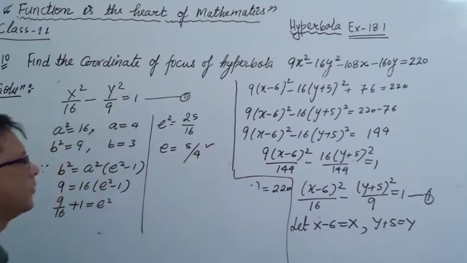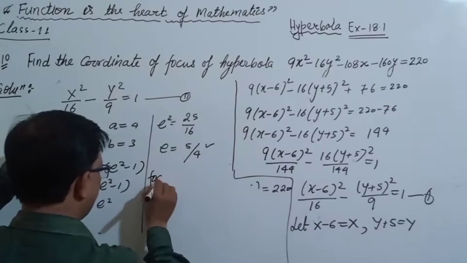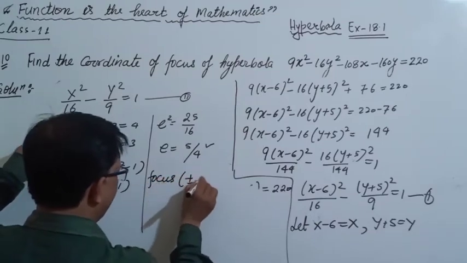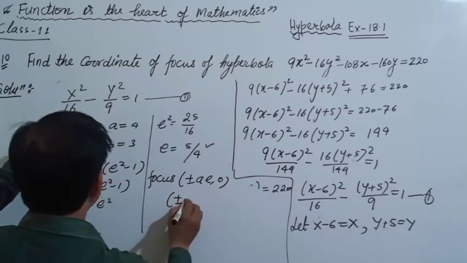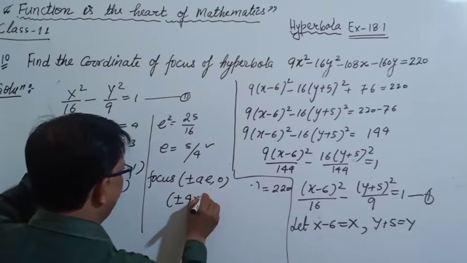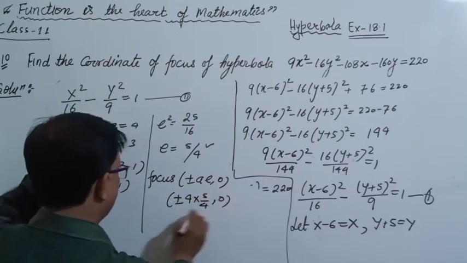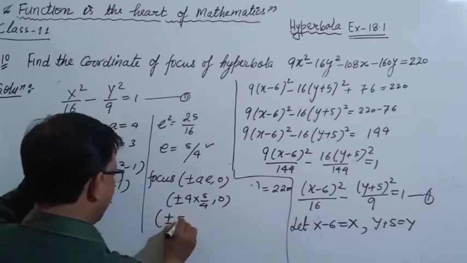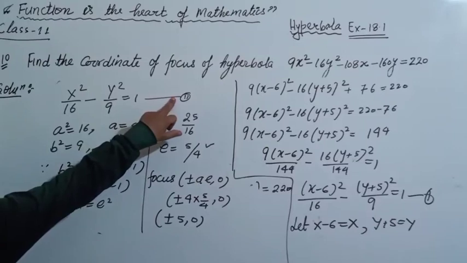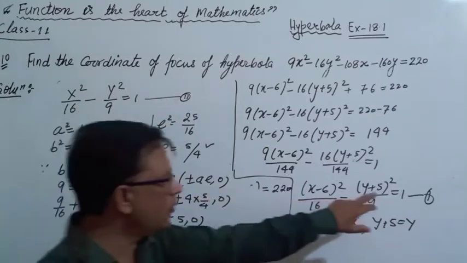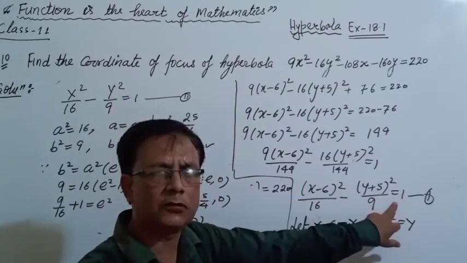This is your eccentricity. And the focus is plus minus ae comma 0. So plus minus a is 4 and e is 5 by 4 comma 0. So this is plus minus 5 comma 0. This is the focus of equation second, and we are going to find the focus of this equation.